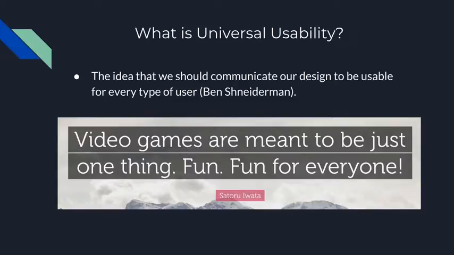All right. So the definition of universal usability is the idea that we should communicate our design to be usable for every type of user, which I pull straight from Ben Shneiderman, who wrote a book called Designing the User Interface. It's a book that you actually read in Informatics 131, which is a course I took last quarter. Here's another quote from Satoru Iwata, ex-president of Nintendo, who says, "Video games are meant to be just one thing: fun for everyone." This is what we will keep in mind as we go through universal usability. Any questions?